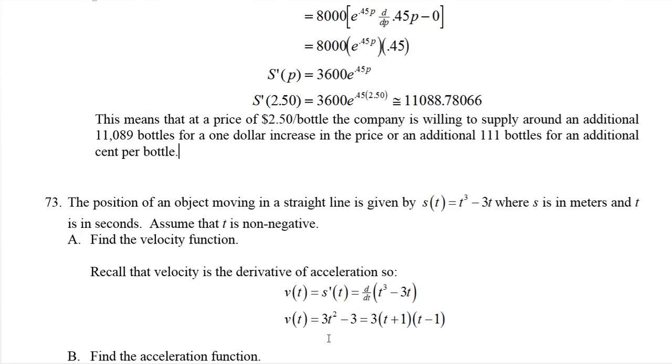Between negative 1 and 1, one of those factors is negative and the other is positive. So in fact, the velocity is negative. So between 0 and 1, it starts going backwards, in other words, in the negative direction on the number line. And then at time t equals 1, it turns around and starts going in the positive direction and stays going in that direction forever.